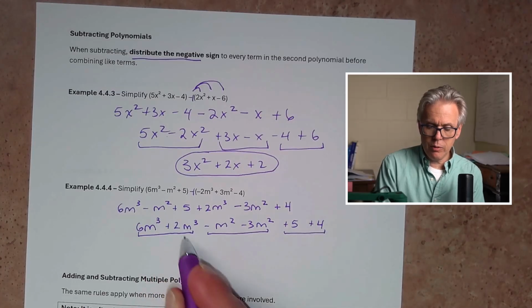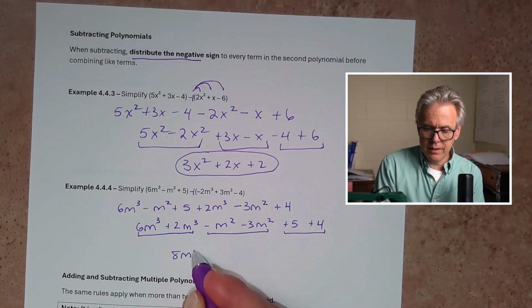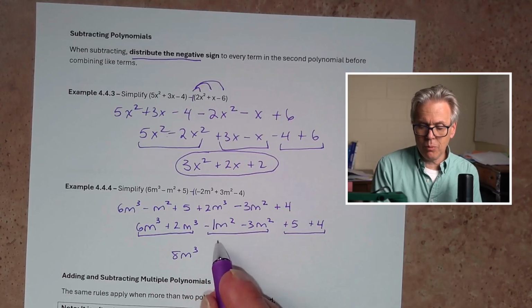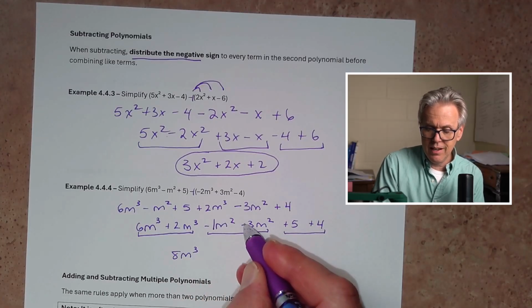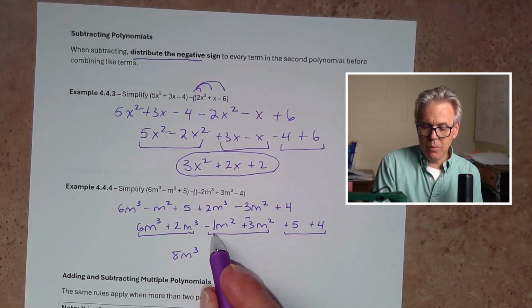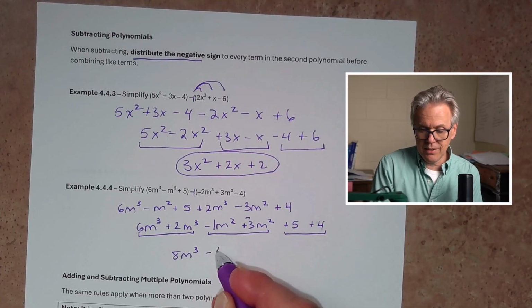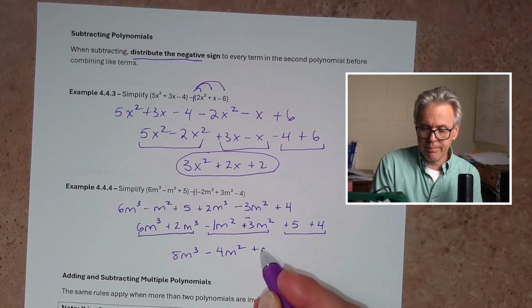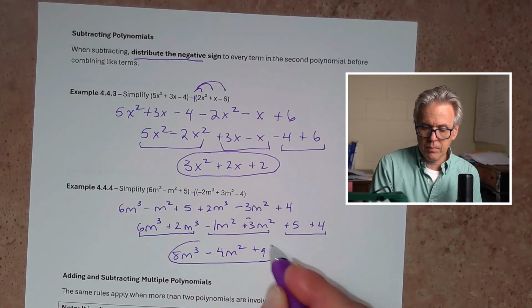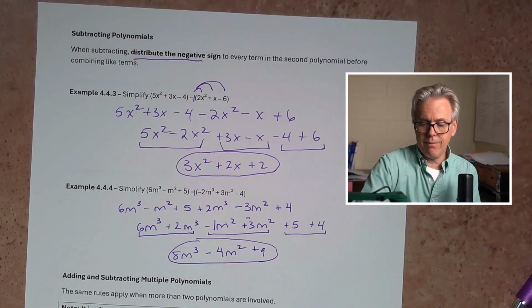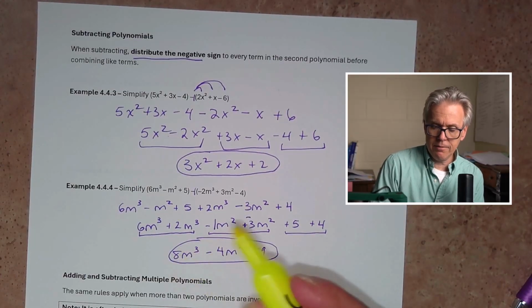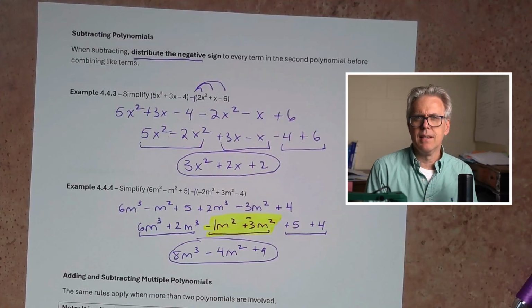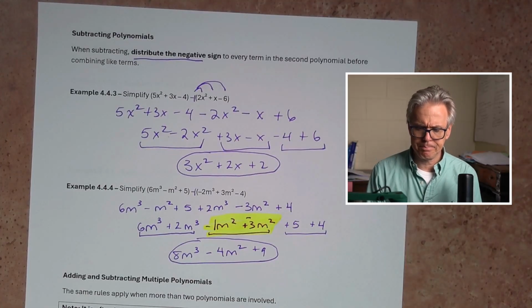The 6m cubed plus 2m cubed is 8m cubed. A -m squared, I'll pencil in a 1 here. -1m squared minus 3m squared plus a negative. A -1 plus -3 is a -4, so minus 4m squared. Then 5 plus 4 is 9. A lot of mistakes can happen right here. Really be careful. Slow down a little bit when working these and you start seeing some negative signs come in.